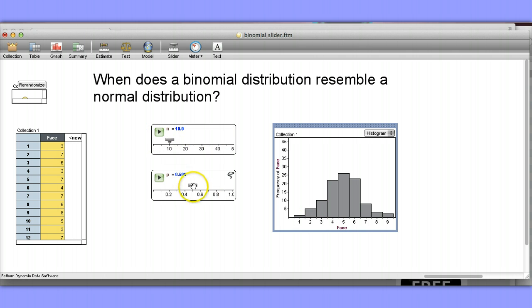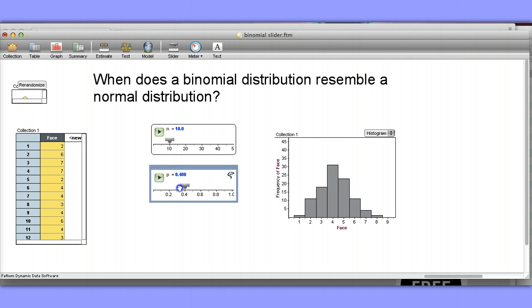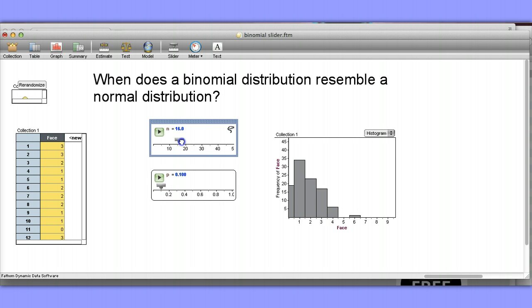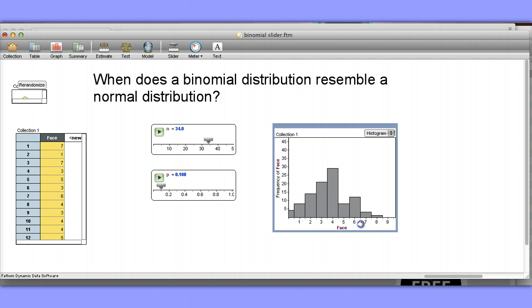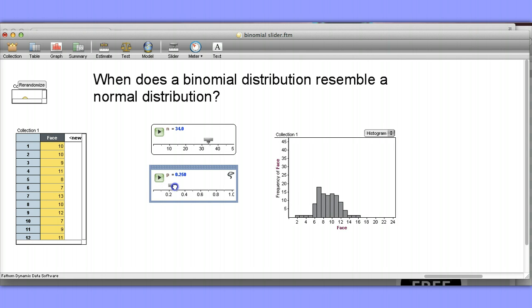What if we increased our sample size? In other words, what if we increased the number of trials? So instead of 10, maybe we have 25 or 30. Well, still this doesn't look like it's approximately normal. Let's see, what if our value for the probability of success changed? And we can see this marching across the screen. There it looks closer to being approximately normal.